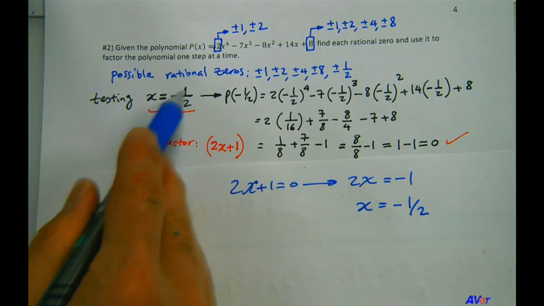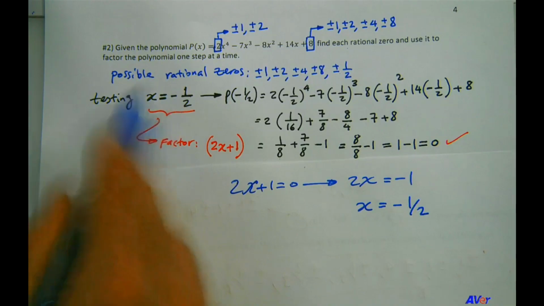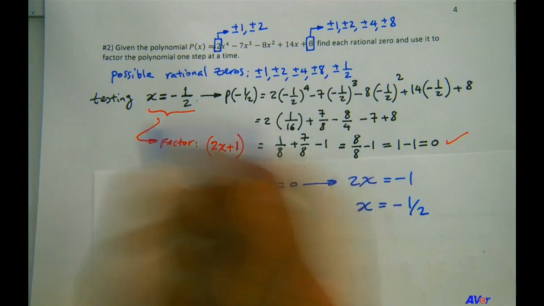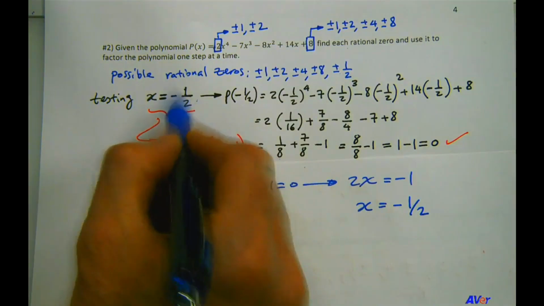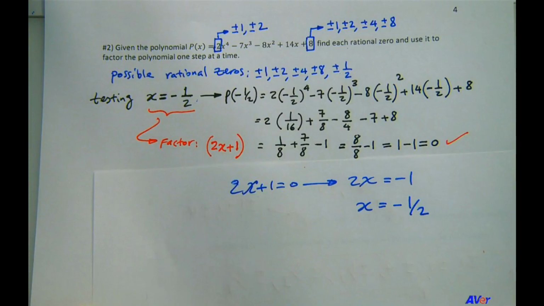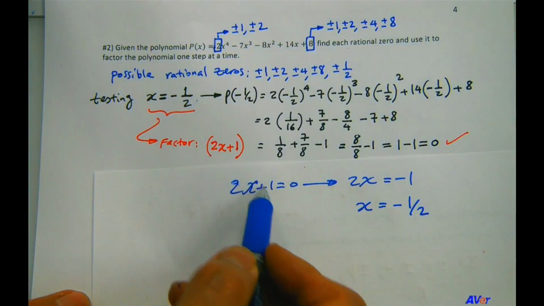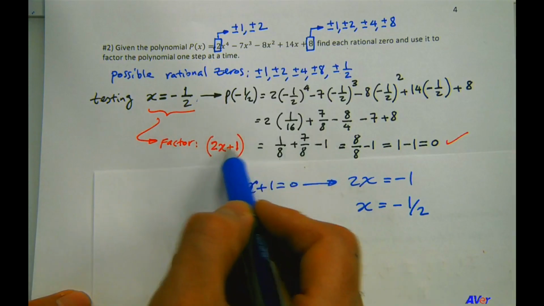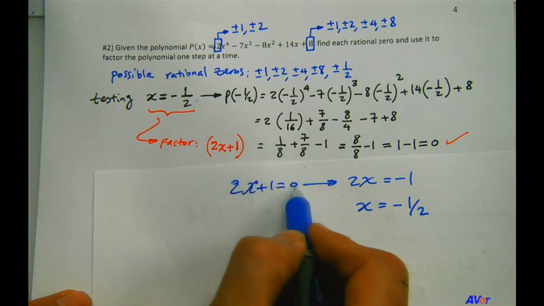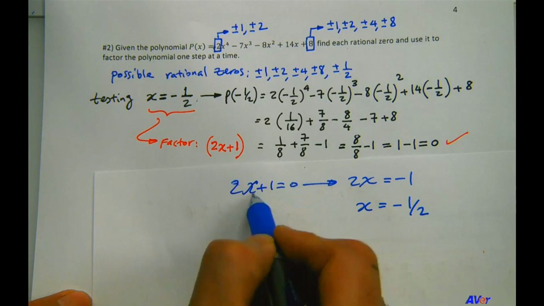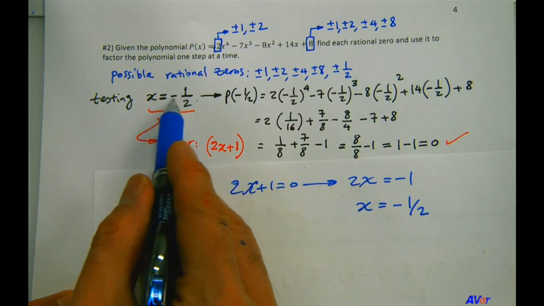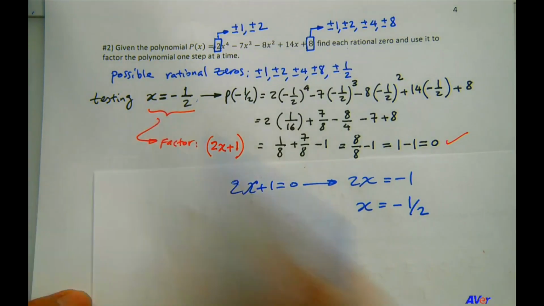X equals minus 1 over 2, which is the 0 of that polynomial. So we work backward. You use this to work backward and find the factor, as I did. Just think of what factor, when set equal to 0 and solved for x, would give you the x value you had. And that would be 2x plus 1.